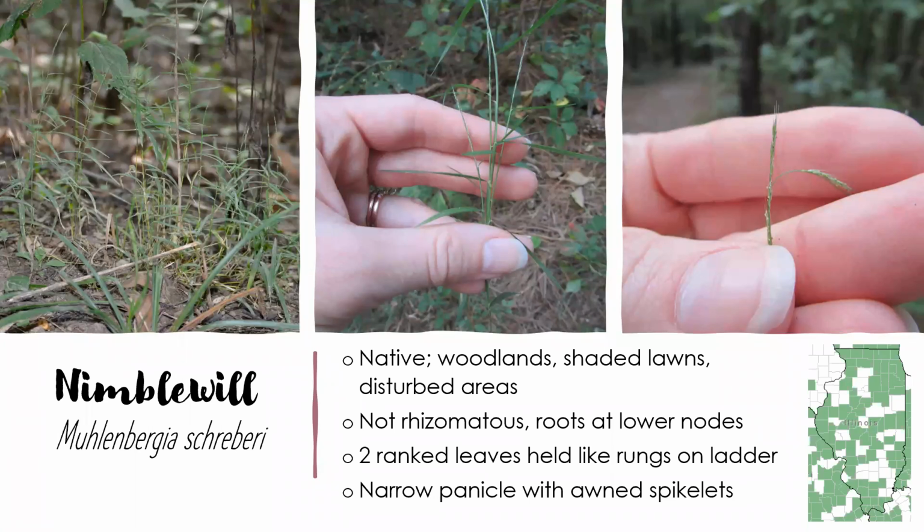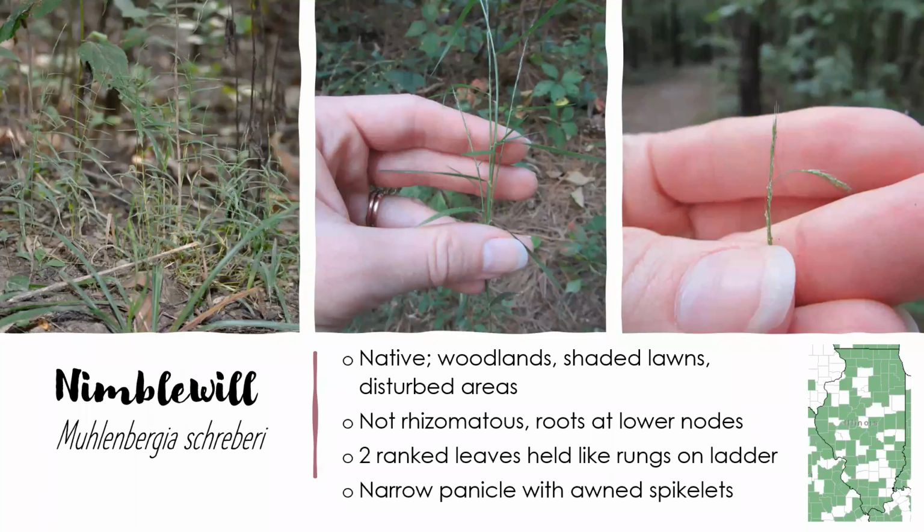So I found this grass when I was hiking, and I thought it was the next grass that we're going to look at on the next slide. And then I looked a little bit closer and realized it was something else. So this native species can be found in the woods, but also in your lawn and in disturbed areas. And that's what really clued me in that I was looking at something different.